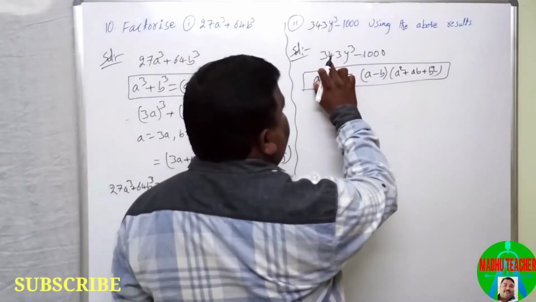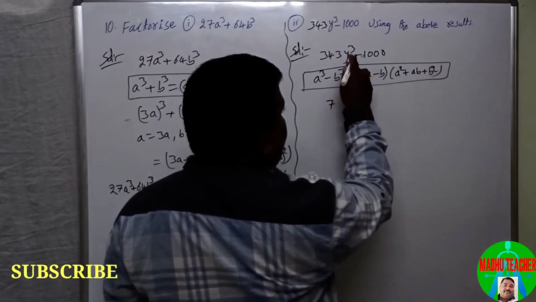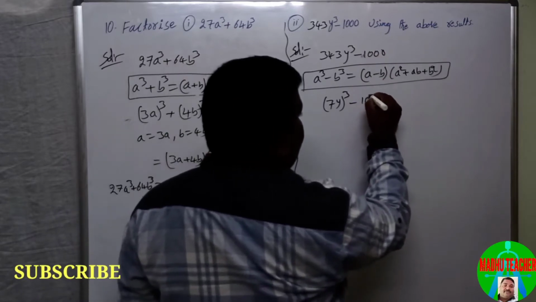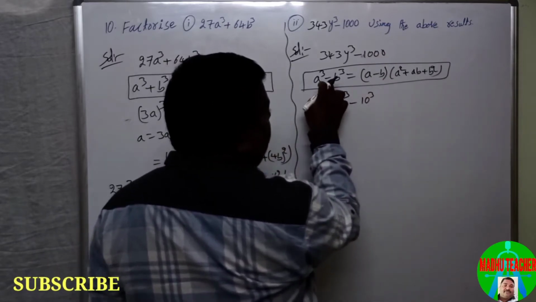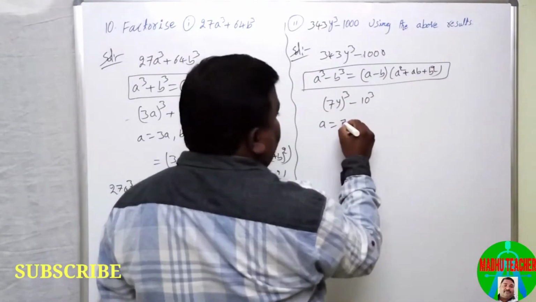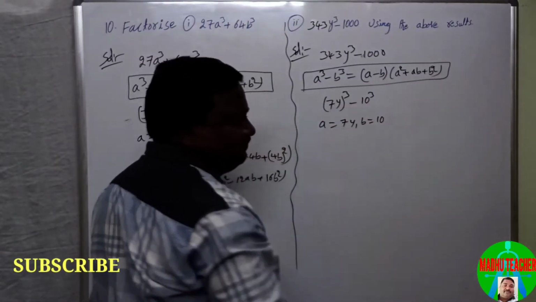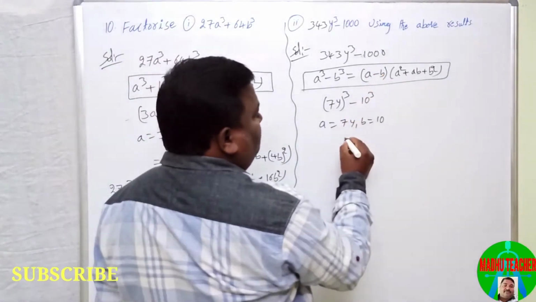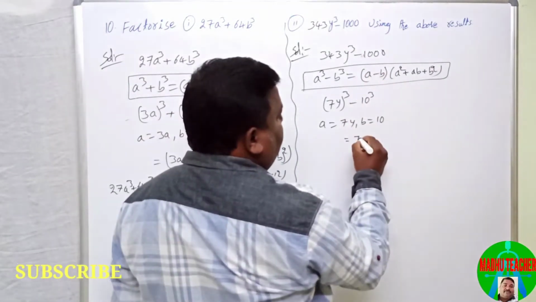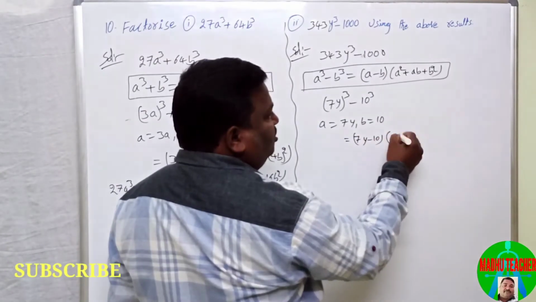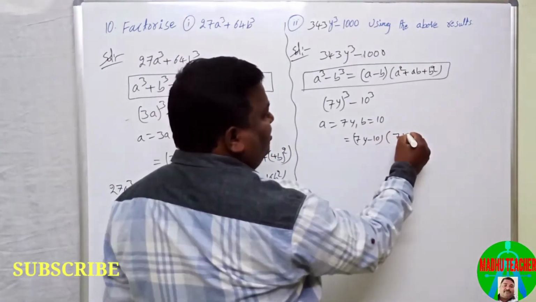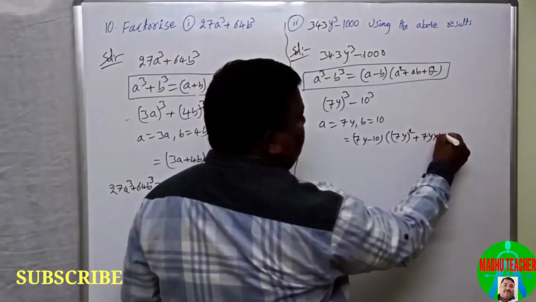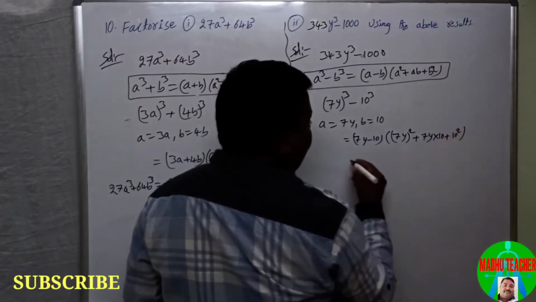Now, this 343 we can write as 7 cube and it is y cube. So 7y whole cube minus 1000 we can write as 10 cube. By comparing these two LHS, we have a equal to 7y and b equal to 10. And by substituting these values in the identity, we have a minus b, that is 7y minus 10 into a square. A square is 7y whole square plus ab, 7y into 10 plus b square, that is 10 square.